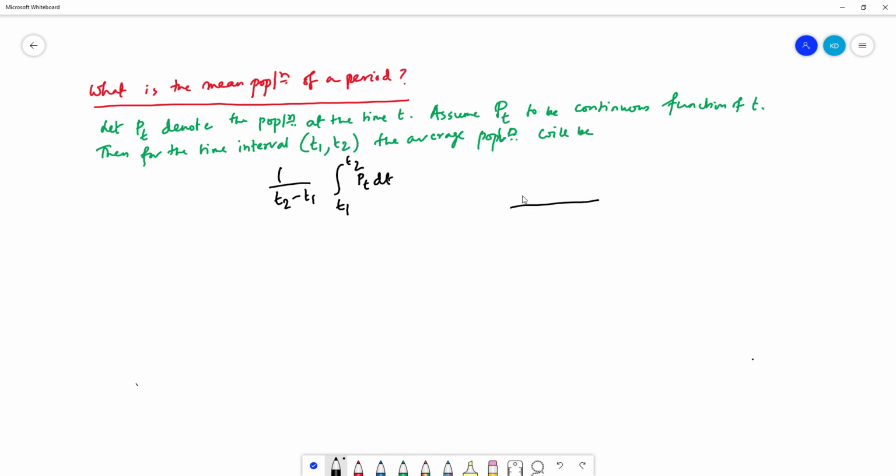So the concept is, say this is the P(t) curve. Plot this against time t. This integration represents this area, so the total number of populations in time t1 to t2, and the average population is this divided by the time interval, that is t2 minus t1.